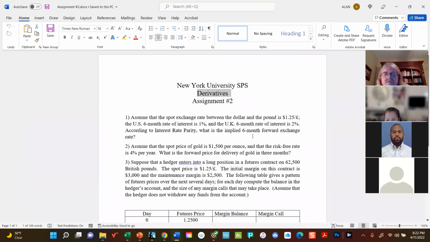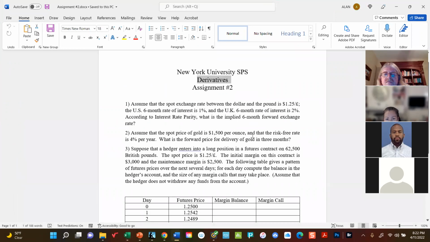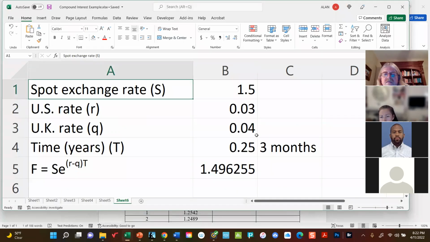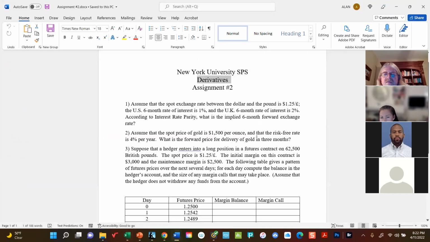So why does it say the US 6-month rate of interest is 1% and the UK 6-month rate of interest is 2%? Because they believe that inflation in the UK is going faster? Oh, no, most countries have different interest rates. It's very unusual that rates are exactly the same in every country.